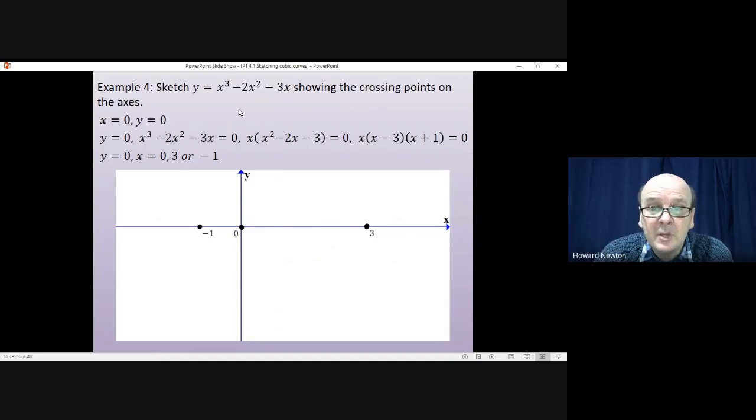It's a right way up cubic, so it's going to start down here. It's going to go up above the axis, then it'll come back down, and then it's going to head up towards plus infinity again. And you'll get something that looks like that.